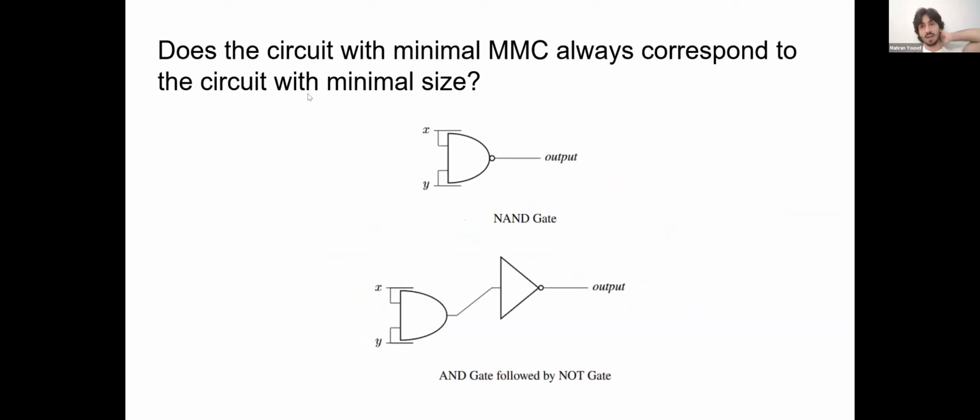So finally, we can ask a simple question: does the circuit with the minimal mismatch cost always correspond to the circuit with the minimal size? And the answer is no. A very simple, small example would be an AND gate. If I want a circuit that implements an AND, the smallest circuit would be an AND gate, but by choosing the prior correctly, we can get a much lower mismatch cost by using an OR and a NOT instead.